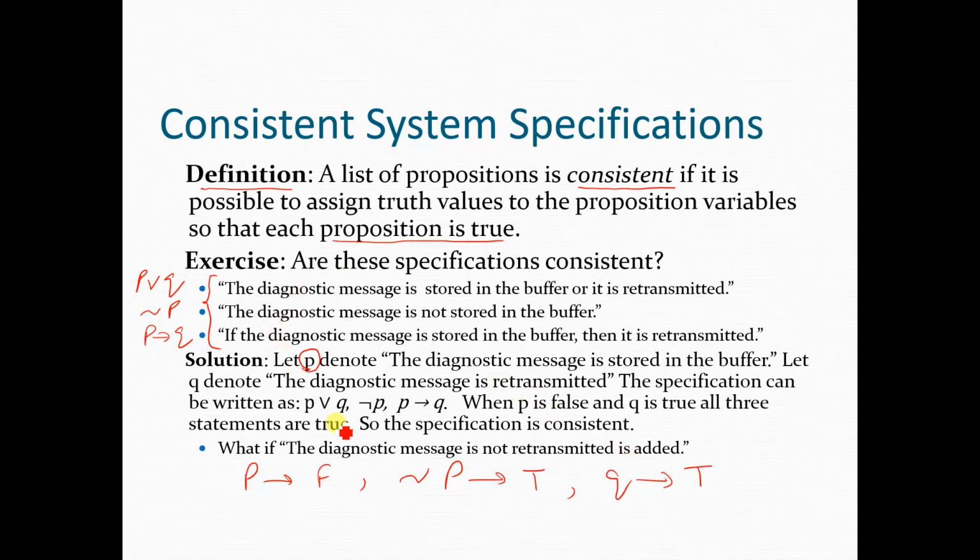Now let's see for this assignment, that is P is false and Q is true. P implies Q is also true, because P implies Q is false only when P is true and Q is false. So here P is false, Q is true. This means P implies Q is also true. So this assignment of truth values makes this system consistent, because all three statements are true for this assignment. So this is how we can conclude that this system is consistent.